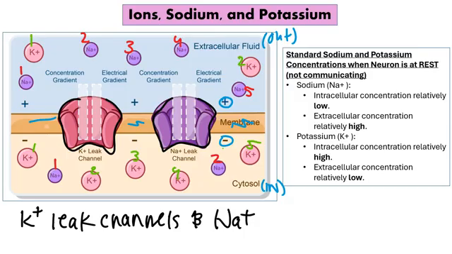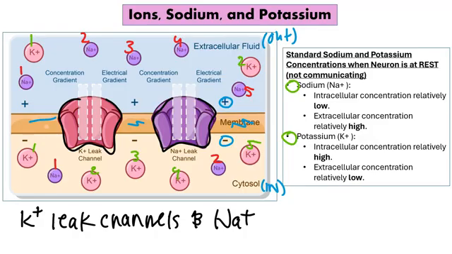And this is representative of a neuron at rest. That means it's not communicating, it's not trying to receive or transmit any messages at the time. It's simply at rest. At rest, when you're focused on sodium, you're going to have a higher concentration of sodium on the outside of the cell and a lower concentration on the inside. When it comes to potassium, you're going to have a higher concentration on the inside of the cell and a lower concentration on the outside. So it's literally the opposite of sodium.